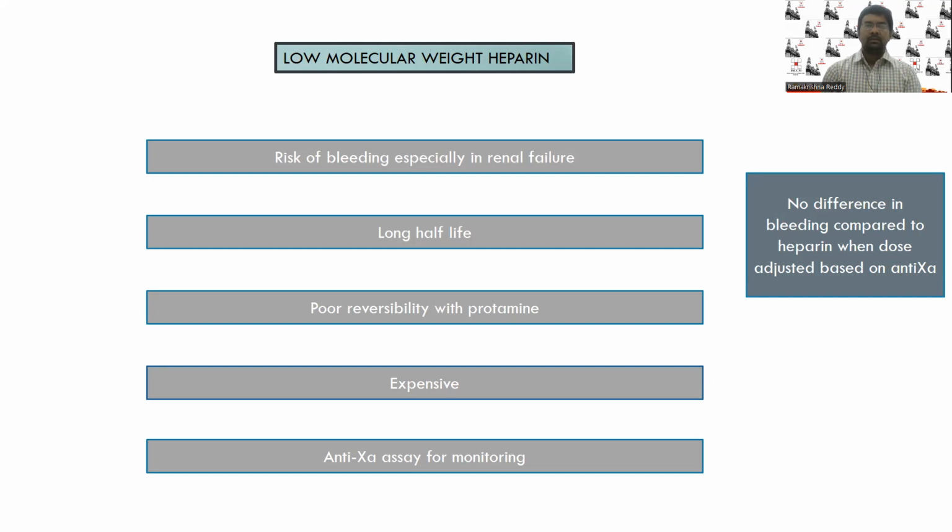Initial studies show that with the use of low molecular weight heparin, the chances of bleeding are high when used as an anticoagulant during RRT. But if you titrate the low molecular weight heparin according to the anti-10A assay and compare with heparin, there is no difference in bleeding. But unlike heparin, low molecular weight heparin is not commonly used for anticoagulation during RRT.